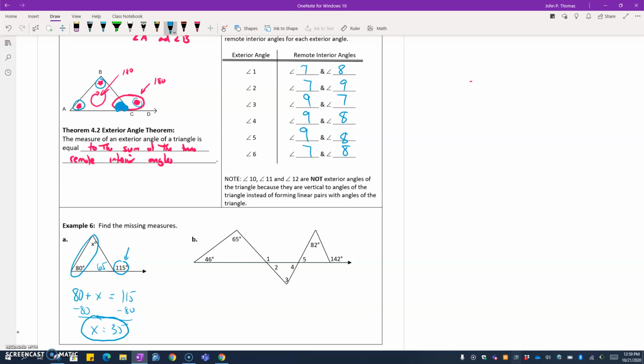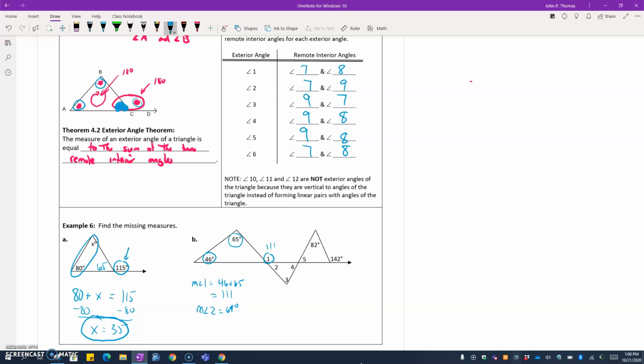Now, often we'll see problems like B, where there's more than one triangle involved, and we're just going to take it piece by piece. So I'm going to work left to right on this one. So I know I have 1 as an exterior angle, so it's the sum of those two angles. So measure of angle 1 equals 46 plus 65, which is going to be 111. All right, I'm going to put that on my picture. Now, angle 2 forms a linear pair with that, so we're supplementary. So we've got 180 minus 111, which is going to be 69. So measure of angle 2 is 69 degrees.